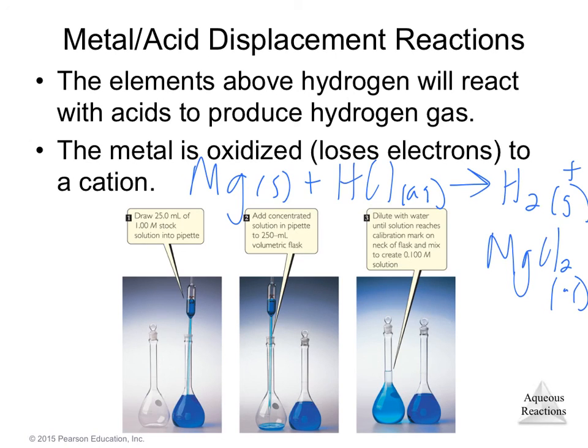Now, when it talks about the metal being oxidized, we can just ignore this for now. But what happens is your metal actually goes into solution. And then we could rewrite this as net ionic by breaking HCl down and breaking MgCl2 down. And then you would be able to see the overall net ionic equation for this.